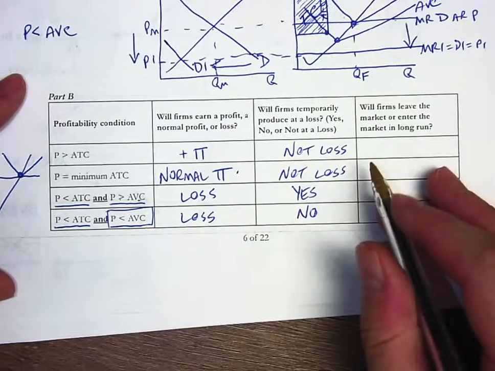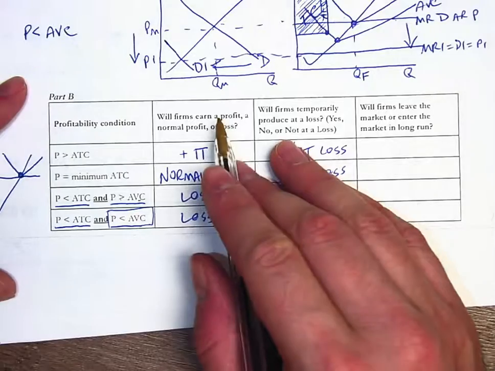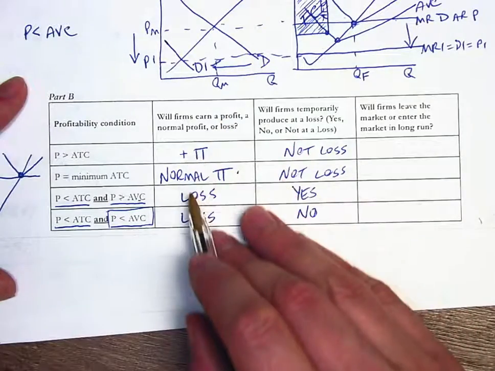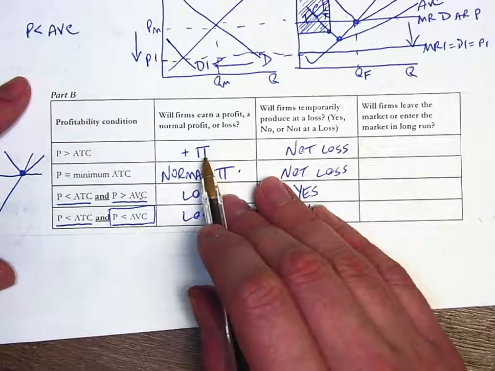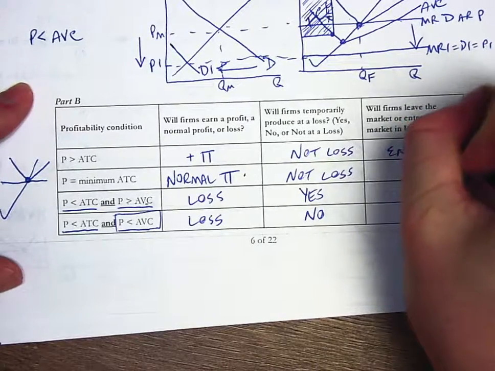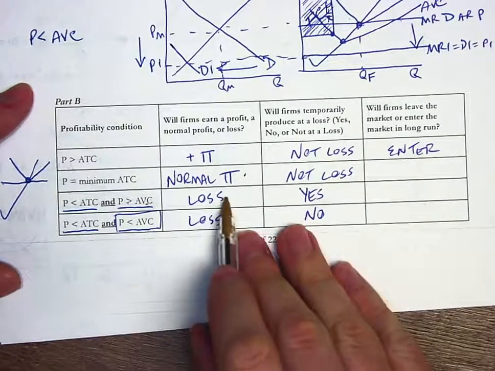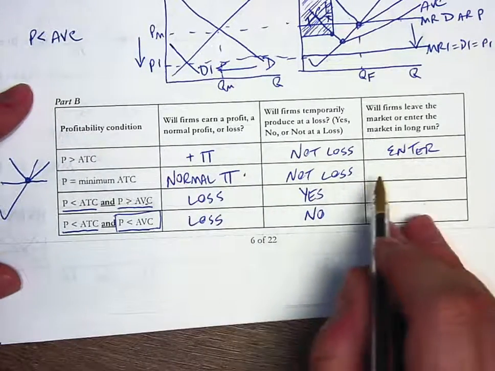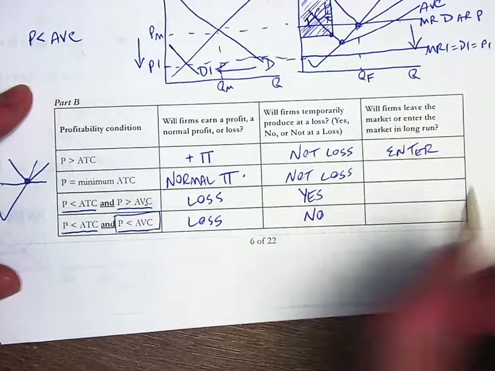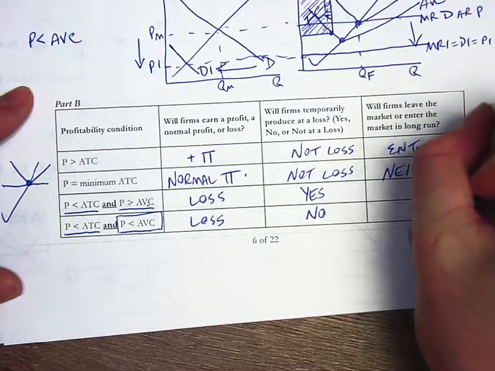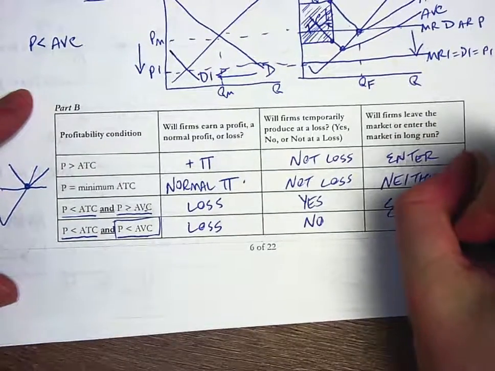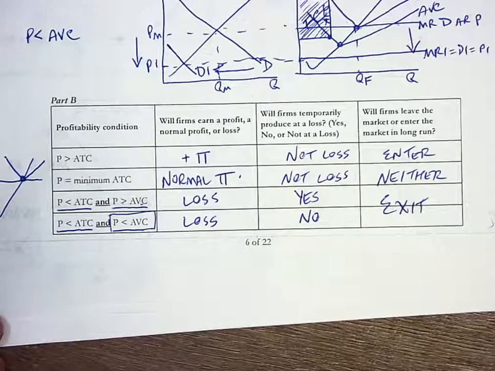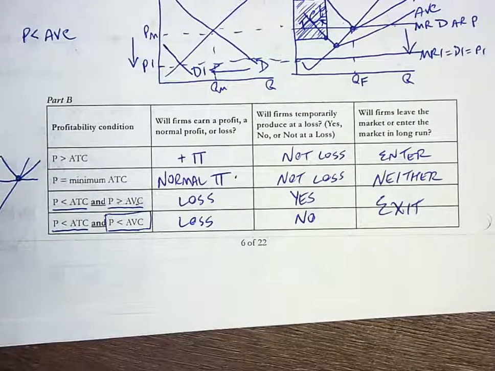Now in the long run, will firms enter or leave? Well, they're going to enter and leave in response to the information in this column. So in the long run, they'll enter in response to firms earning a profit. So enter. And if there's zero profit, they will not enter, but they will also not leave. So neither. And if they're a loss, then firms will exit or leave in the long run. Okay? And that's because of the previous topic where we just looked at lecture 4.2 part 2.